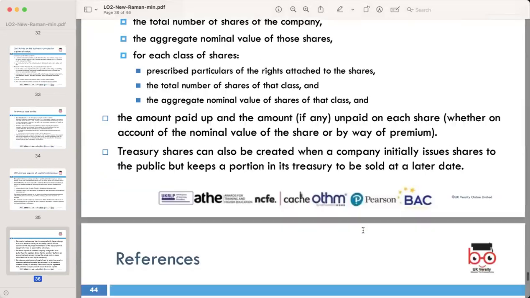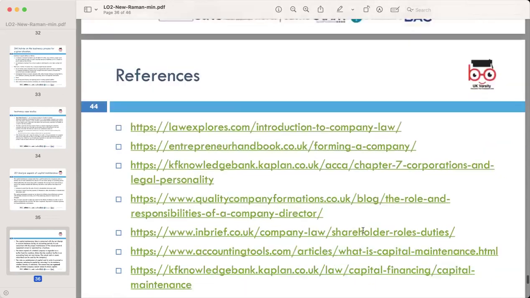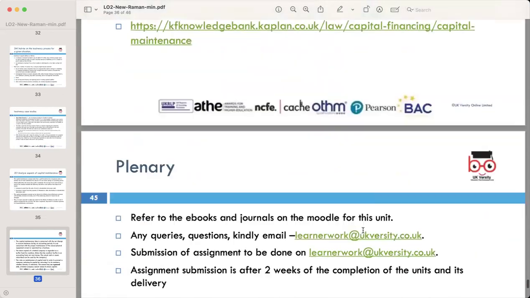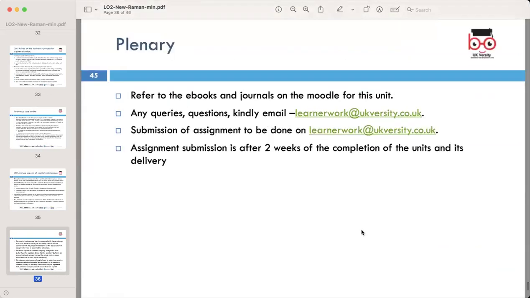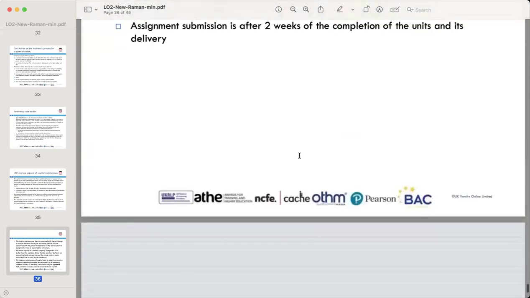So that's it for today. Some references, websites and books are mentioned here if you want them. Also, you can see here that assignment submission is 2 weeks after completion of the units and its delivery.